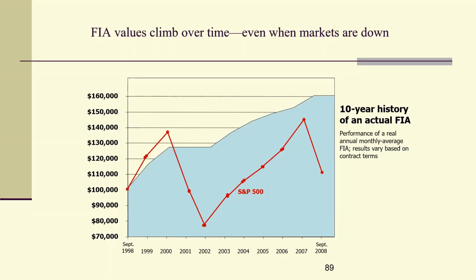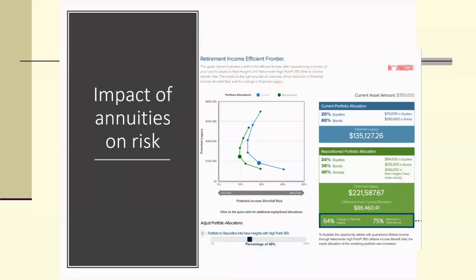So where the market-based investor would have experienced an ending value of around $110,000, your ending value would be around $160,000 over that same period of time. Now, this is just another way of showing how adding an annuity to your portfolio can actually decrease your risk and potentially improve your results over time.